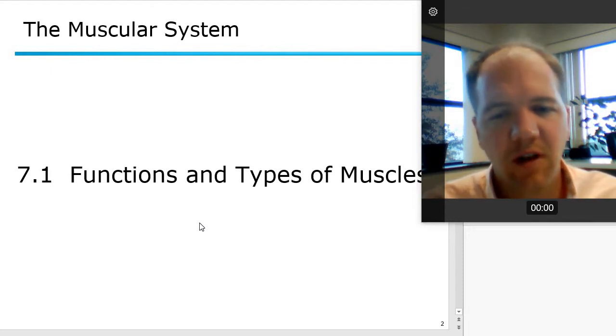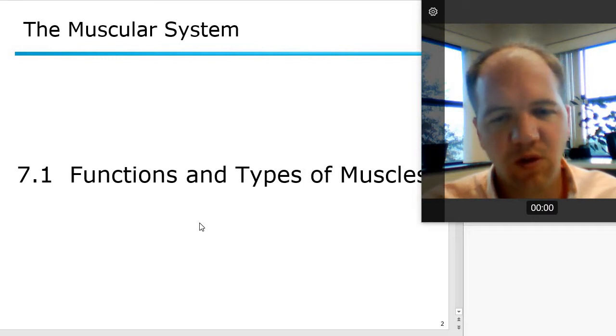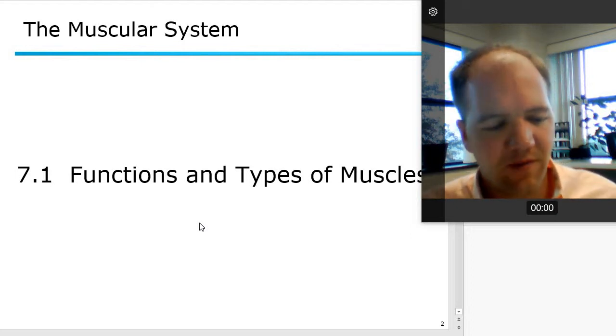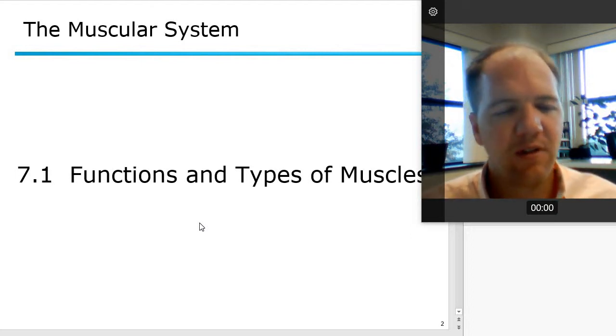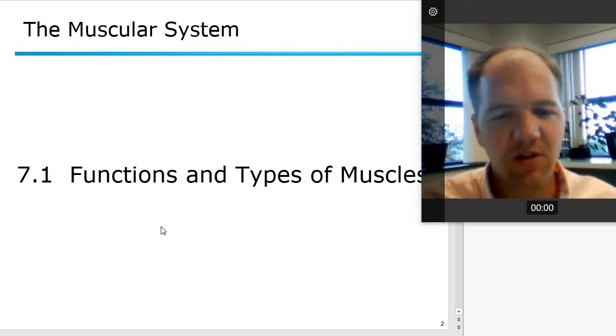Today we're going to begin talking about Chapter 7, which is about the muscular system. In the last chapter we talked about the skeletal system and some of their functions. One of those functions was to work with the muscular system in order to be able to move and interact with our environment. Now we're going to move to this next system and learn about how these muscles attach to bones, learn about their anatomy and about their physiology.